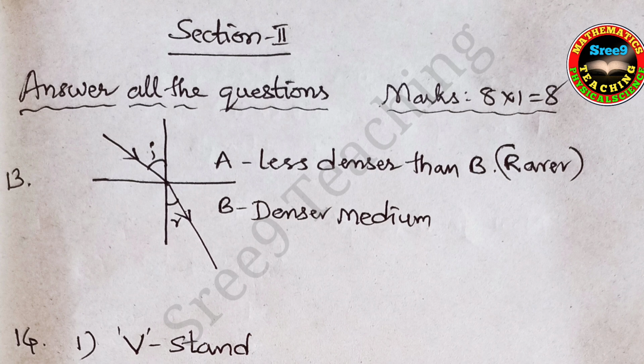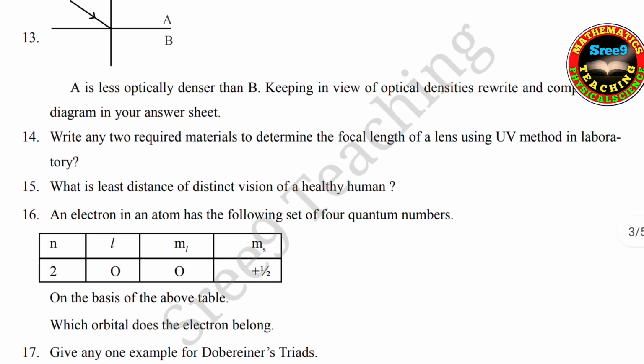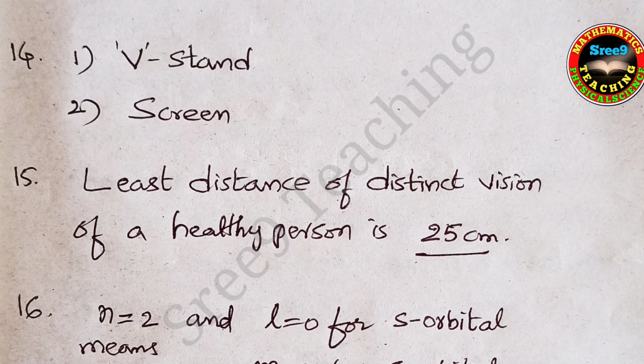Now let us see the 14th question. Write any two required materials to determine the focal length of a lens using UV method in laboratory. Yes, it is in the chapter refraction of light through or at curved surfaces, right? Yes, in lenses. So there we have a lab activity to find focal length of a lens using UV method. So here the question is asked to write the required materials. Now let us see the answer. See the 14th answer. Any two materials are asked. So hence one is V stand, second is screen.